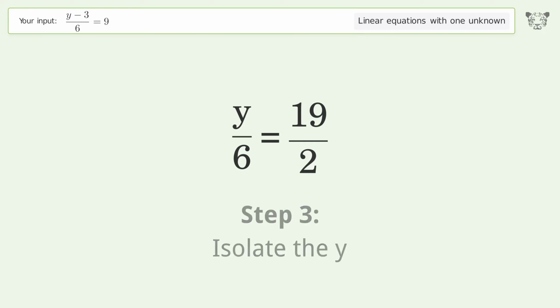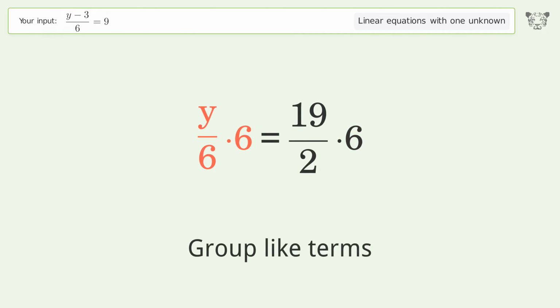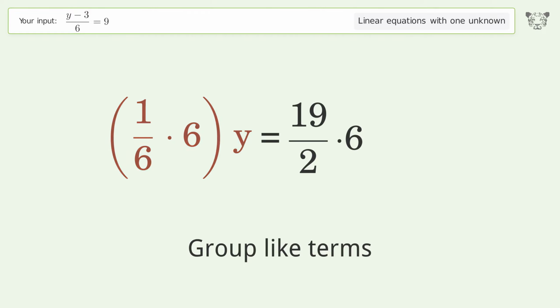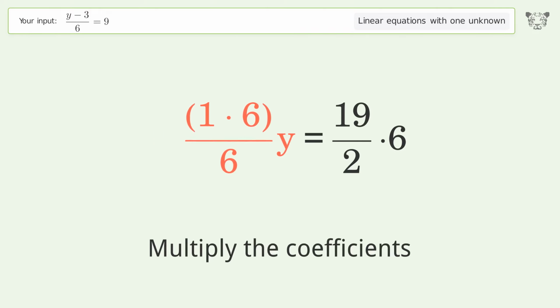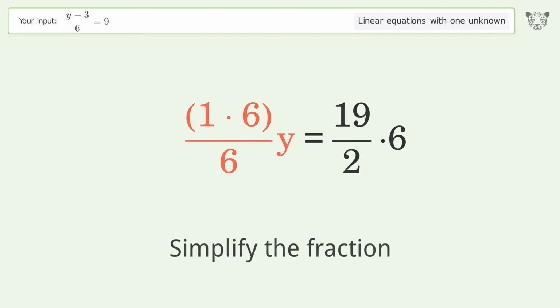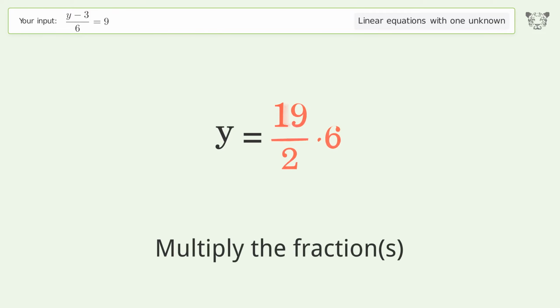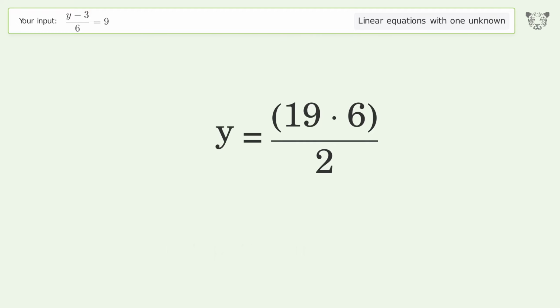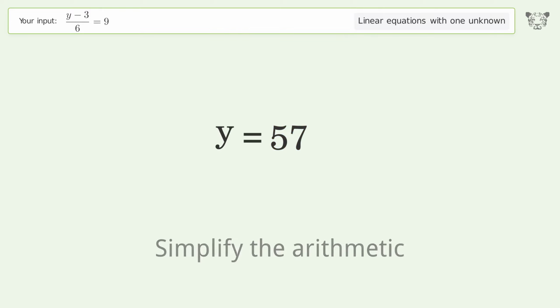Isolate the y. Multiply both sides by 6. Group like terms. Multiply the coefficients. Simplify the fraction. Multiply the fractions. Simplify the arithmetic. And so the final result is y equals 57.